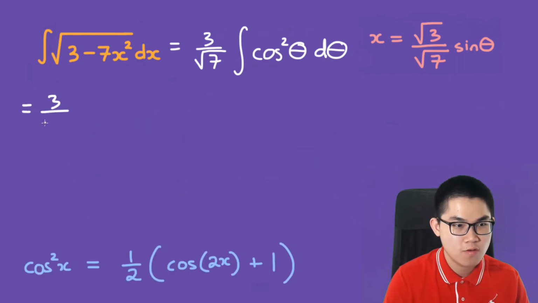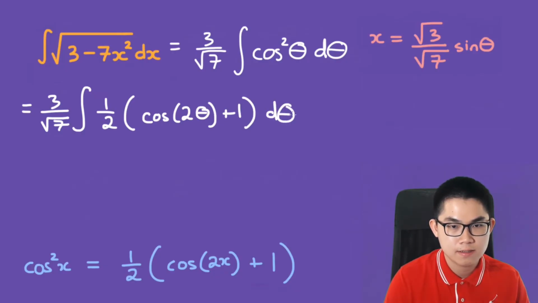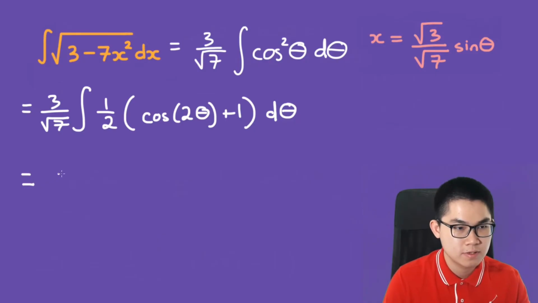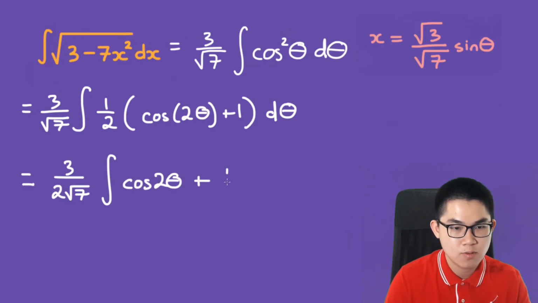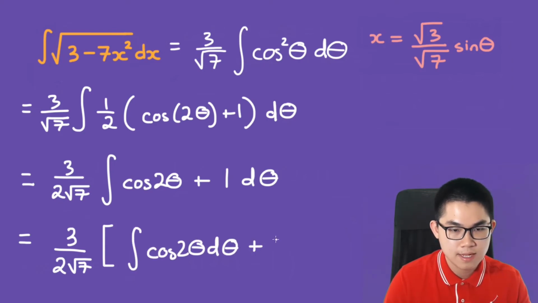We have 3 over the square root of 7 times the integral of 1 over 2 times cosine 2 theta plus 1 d theta. We should bring the 2 outside of the integral. So we have 3 over 2 times the square root of 7, the integral of cosine 2 theta plus 1 d theta. And we also have to split this apart. So 3 over 2 times the square root of 7 times the integral of cosine 2 theta d theta plus the integral of 1 d theta.